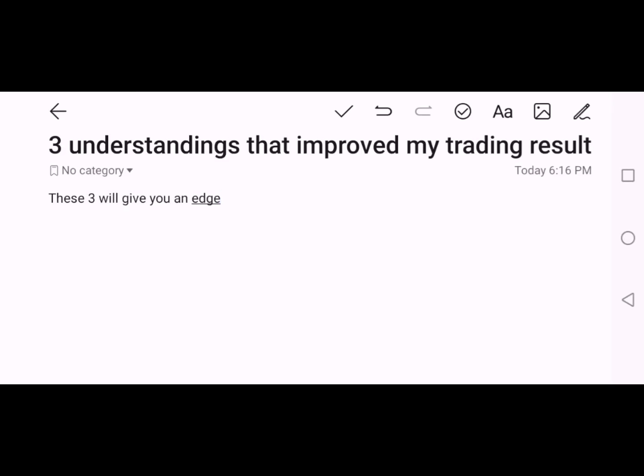This time around, we're looking at 3 ideas that improved my trading results, and I'm hoping that these ideas can do the same for you and your trading. Depending, of course, on your trading experience, how long you have been trading, and where you are as far as profitability and the like, you might find value out of these.